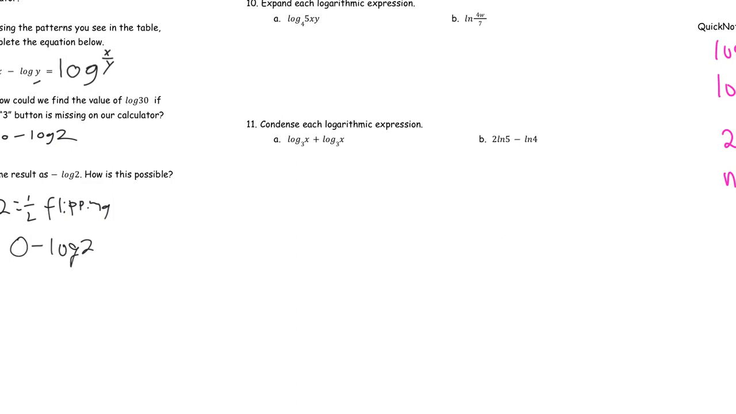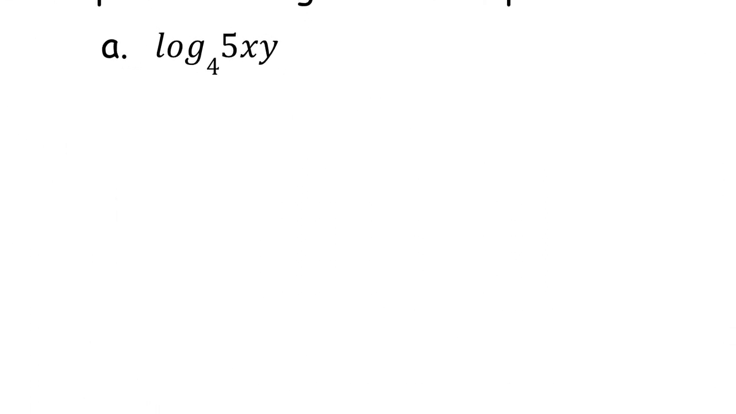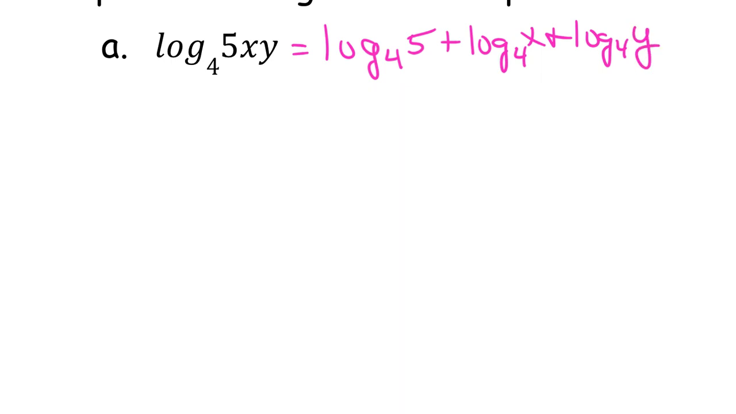So let's go look and see what we can do here. Here, I've got a log base 4, and I can expand this to be log base 4 of 5, plus log base 4 of x, plus log base 4 of y. So expanding means I have to write log a whole bunch of times. Condensing means I take it down to one time. Next one.